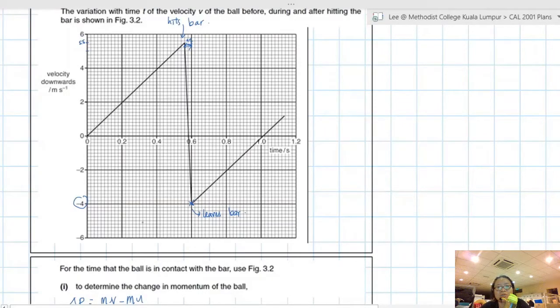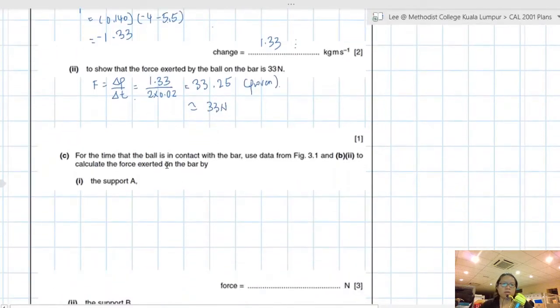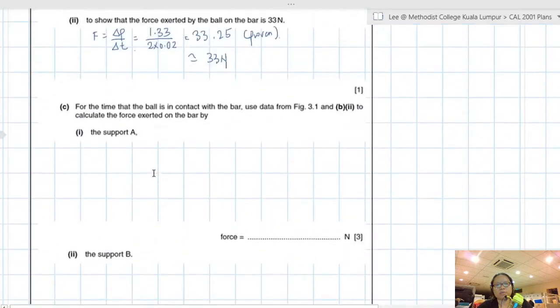Okay, so right now you are asked to find the force. The impact time is two small boxes. One small box is 0.02. So you divide by 2 times 0.02, and you will get 33 Newton. Proven. For the time the ball is in contact with the bar, find the normal force at support A and support B.